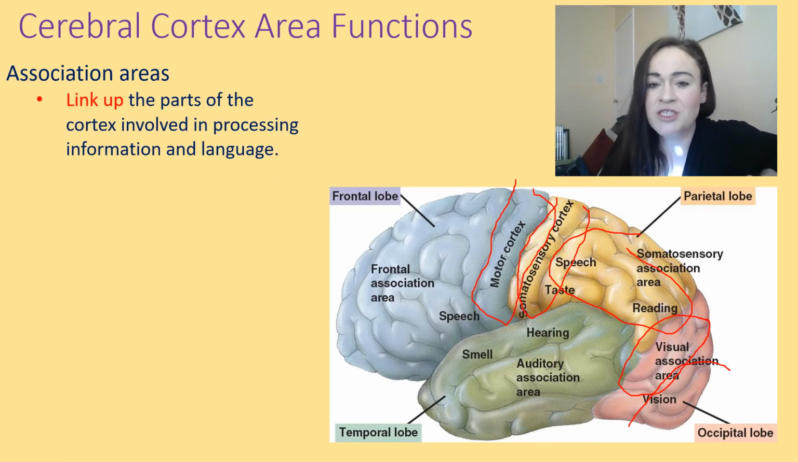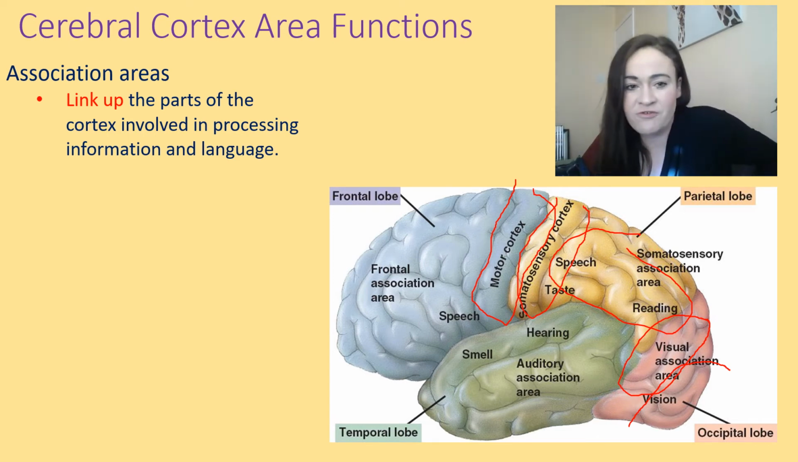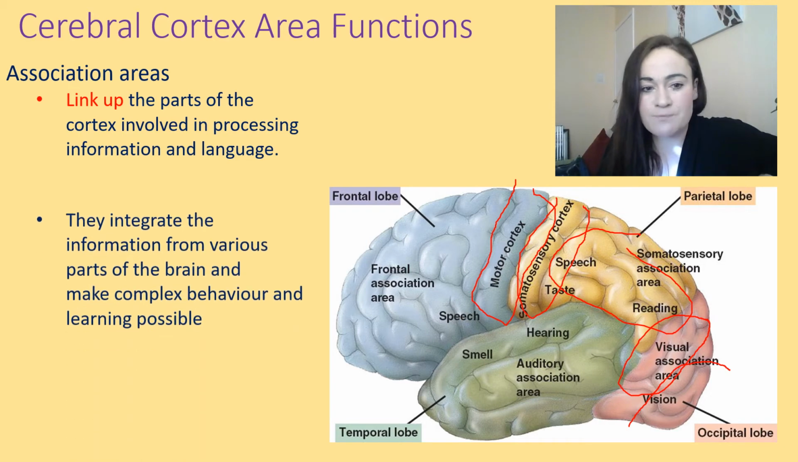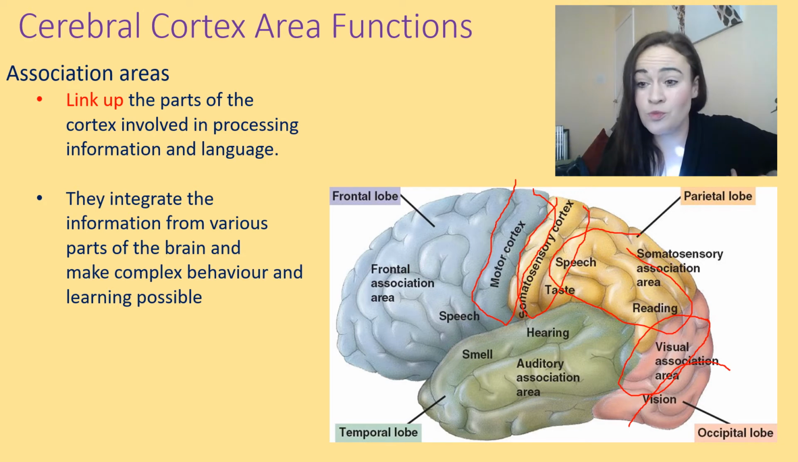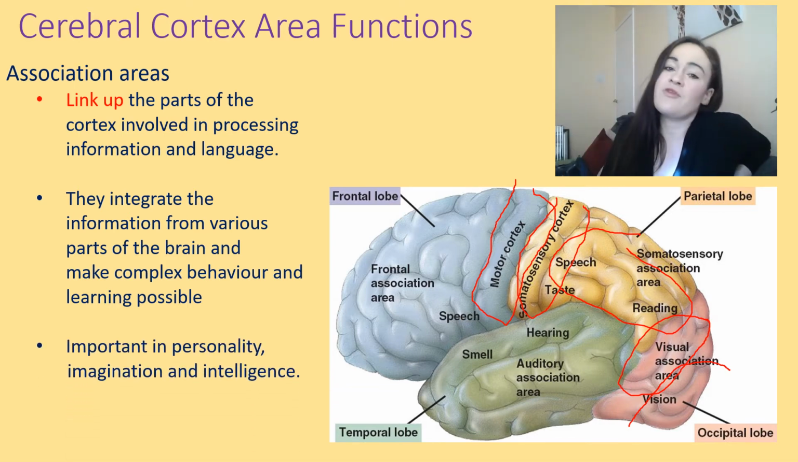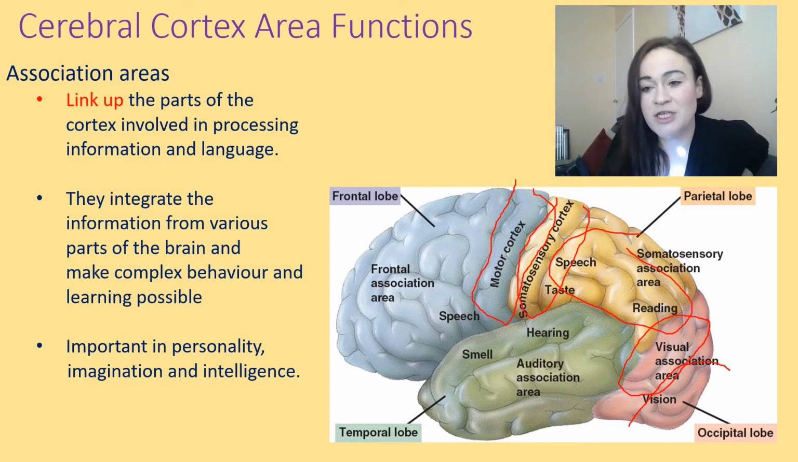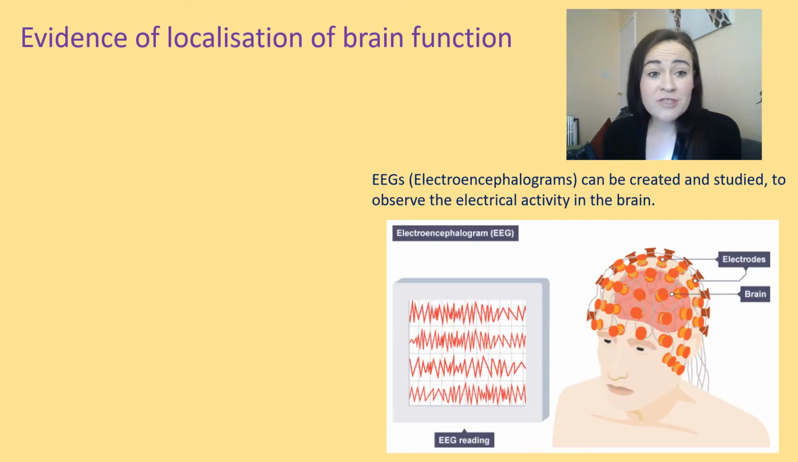Because these association areas link up the different parts of the cortex that are involved in processing information and language and things like that. They basically bring different areas together and allow them to work together, and it allows the brain to work out complex learning tasks or carry out complex behaviour. It's these association areas where you get the really high level functioning things. They're very important in personality, imagination and intelligence. There's actually a lot of evidence out there of the localization of brain function.